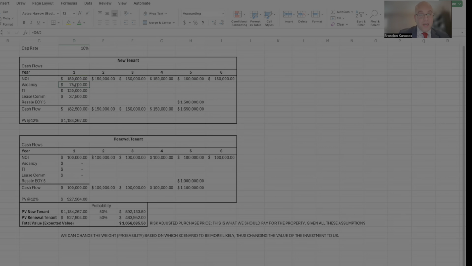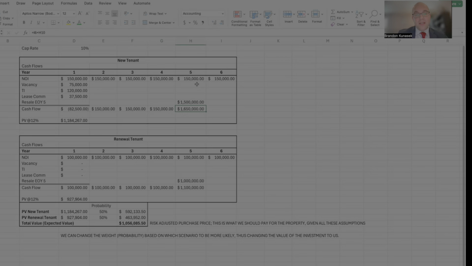That's $75,000. And then we have tenant improvements: 10,000 square feet times $12 per square foot is $120,000 that it's going to cost us to get that building ready for a new tenant. Your leasing commission is going to be 5% of this net operating income over 5 years. That is $37,500 you're going to have to pay to an agent for finding you a tenant for that building. And then we've got cash flow year one. We are negative $82,500. Yikes. Every year after that, though, we're making $150,000.